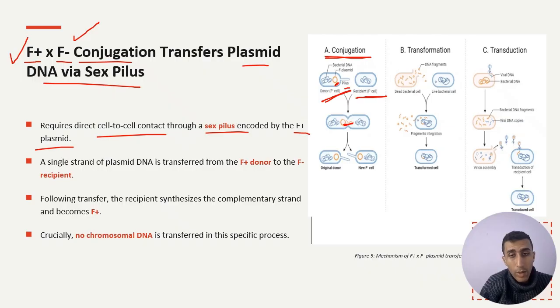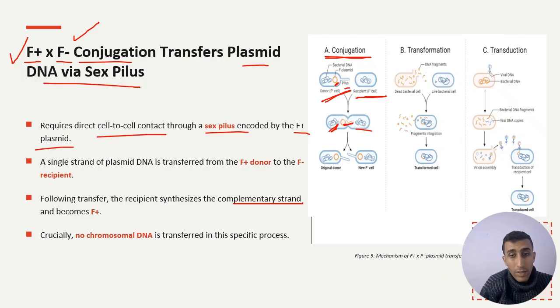You have to notice how the main DNA chromosome stays the same. There is no exchange of the main genetic material between the F positive and F negative bacteria. It's only one strand of this plasmid which is transferred between the two bacteria, and following the transfer, the recipient synthesizes the complementary strand.